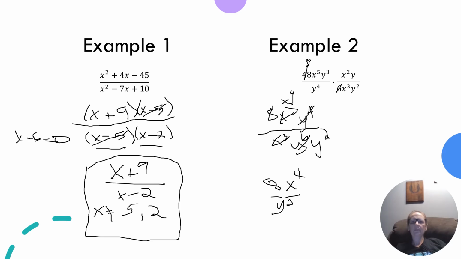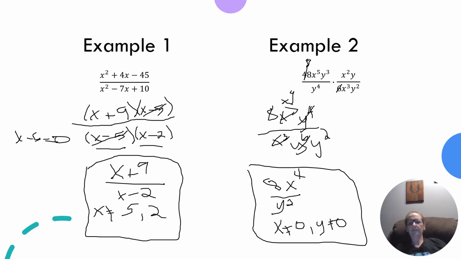And then I need to write everything that would make a denominator 0. So x cannot be 0 because 0 to the third power is 0. Also, y cannot be 0 because it's also in the denominator. So that is the final answer.